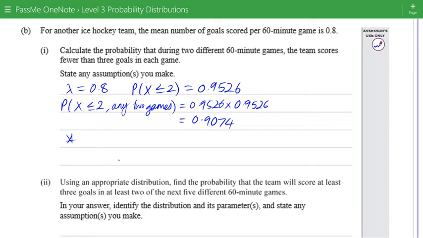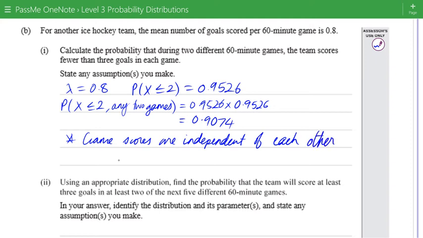Now the question's asked us to comment on assumptions that we've made, and probably the big assumption here is that the scores of each game are independent. Game scores are independent of each other. And the reason why we have to make this assumption is because this is not always the case. Of course, often teams play better following a game where they've scored well, as opposed to a game where they've scored poorly, that's often followed up by another poor score. So yeah, we'll just note down that assumption there.